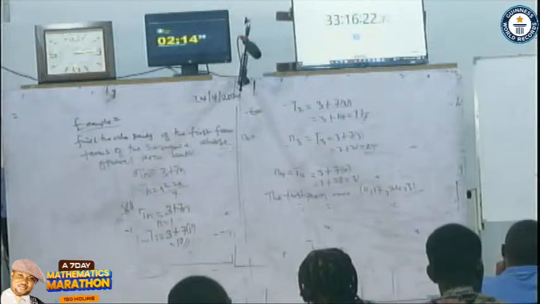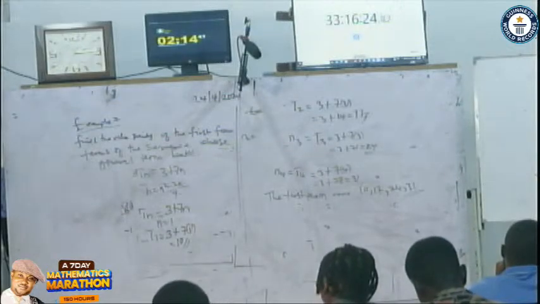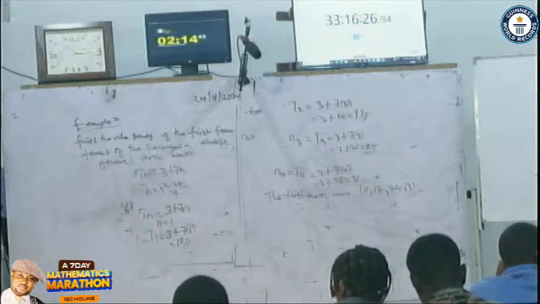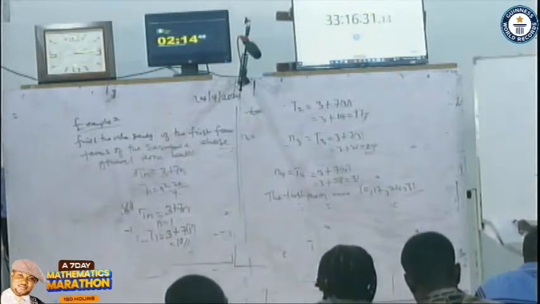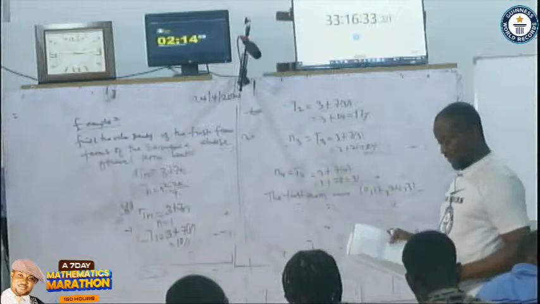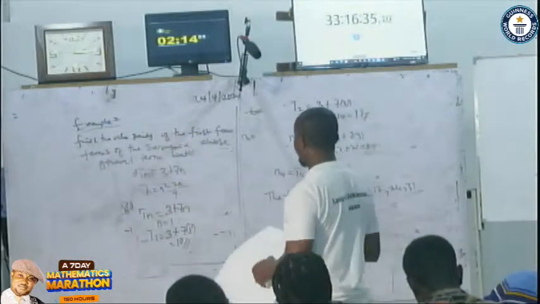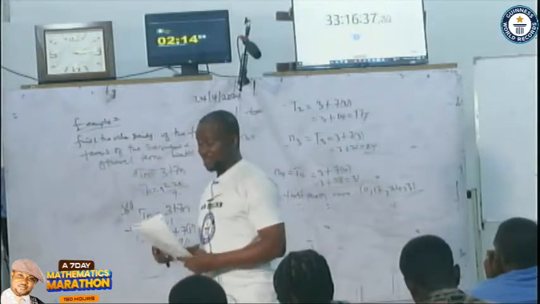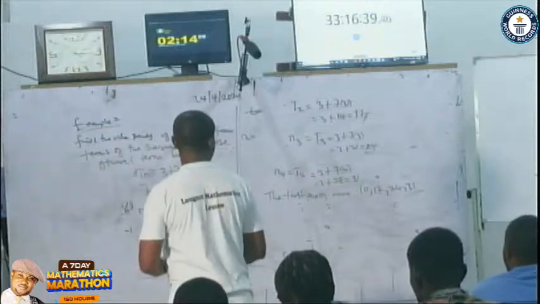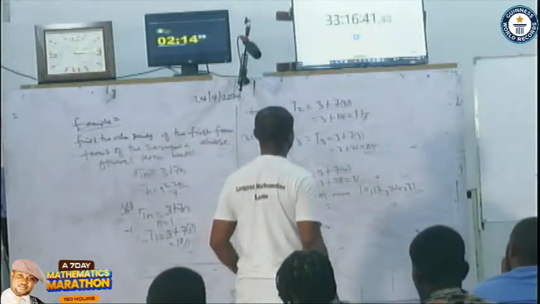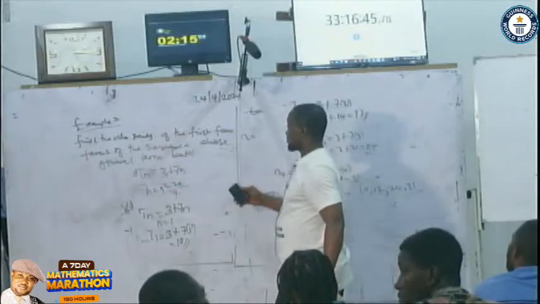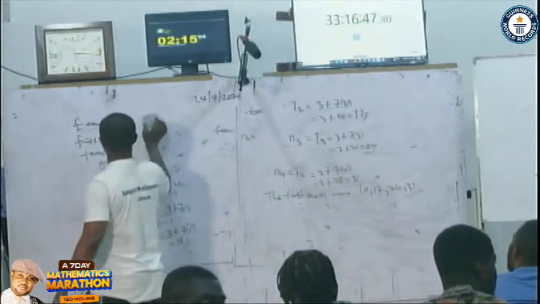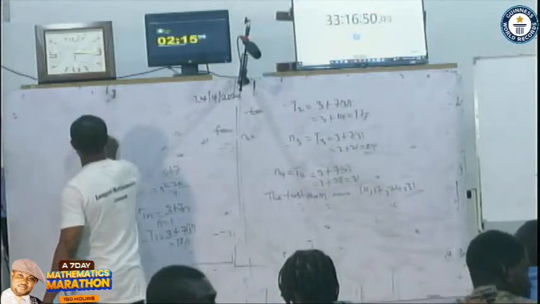Then the nth term of an AP has a formula: Tn equals A plus (n minus 1) times D. So let's see how we can find the 12th term of this AP. They say find the 12th term of the AP. Find the first term of the AP.